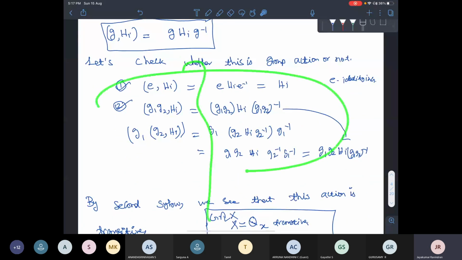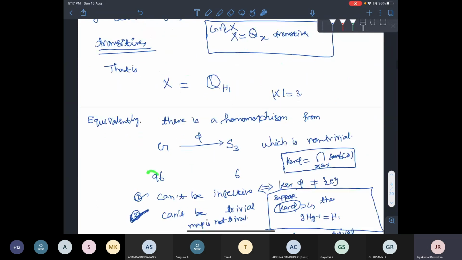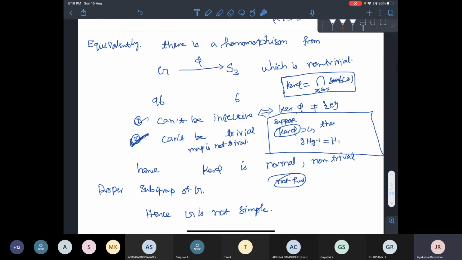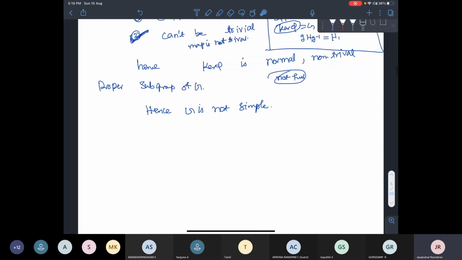We checked this once and for all, and we see that this side is 96, this side is 6, so this cannot be injective. And second Sylow says that it cannot be a trivial map, as long as there is more than one Sylow group. So that says that it cannot be injective, it cannot be a trivial map. So the kernel is a proper, normal, non-trivial subgroup. So G is not simple. This technique we are going to use again. Okay, let's see. So this is a group action technique.